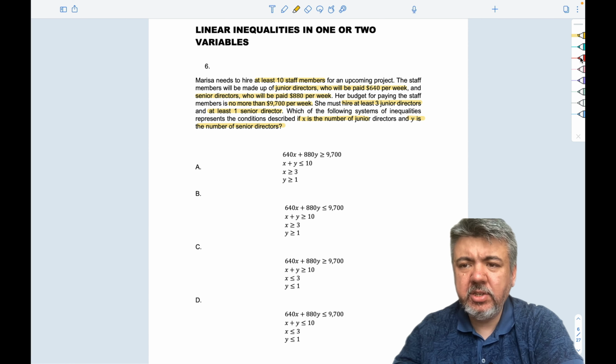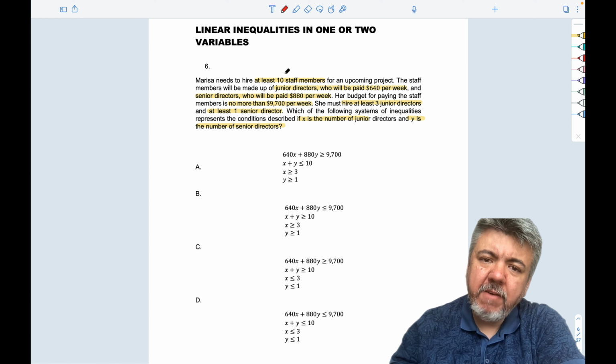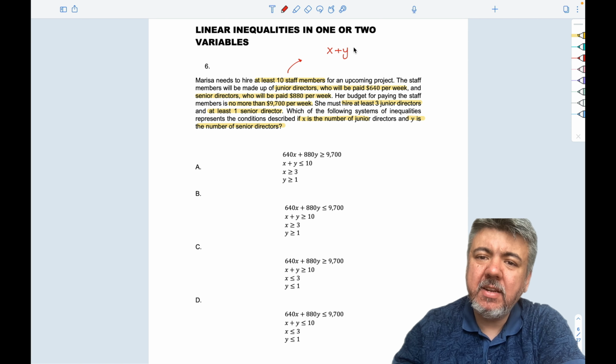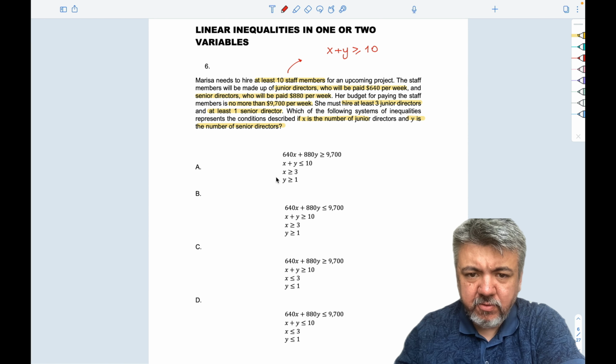Okay, it's not a very challenging question, but we should be careful. So, 10 staff members. X juniors plus Y seniors should be at least 10. That means greater than or equal to 10. So let's eliminate the wrong answers. Choice A is gone, and choice D is gone.